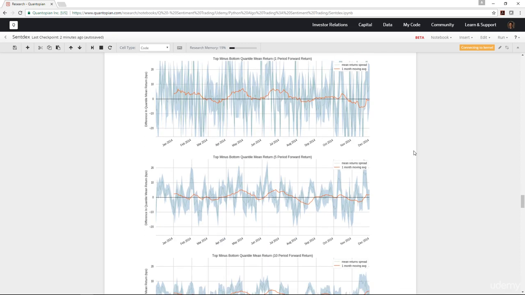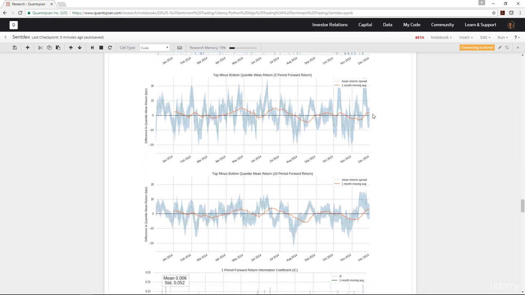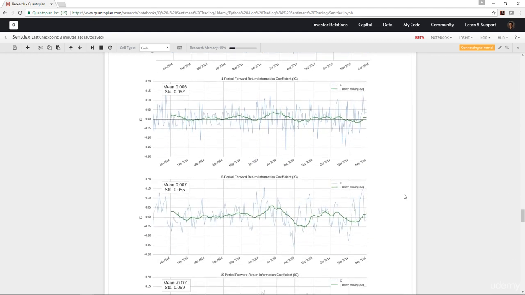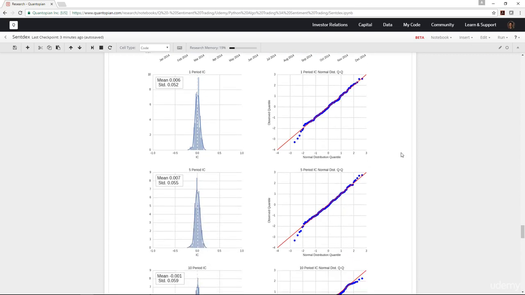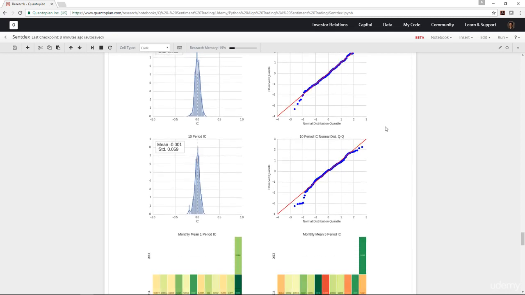If you look at the top minus bottom quantile mean return, you notice it fluctuates around the mean. That's not surprising, because the earlier data also says the p-value is not significant at the 5% level. It is significant at the 10% level, but not at the 5% level. The 5 day period also is not significant, as is the 10. If you look at the information coefficient, again, all three fluctuate around 0. And in the QQ plot, to test for normal distribution, there's a little bit of outlier here. Generally, the rest is pretty normally distributed.